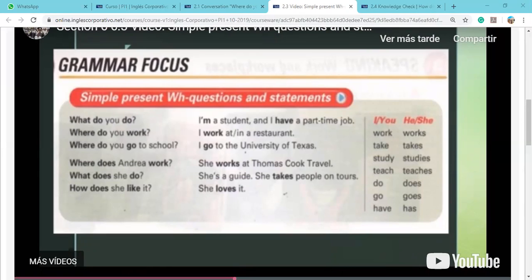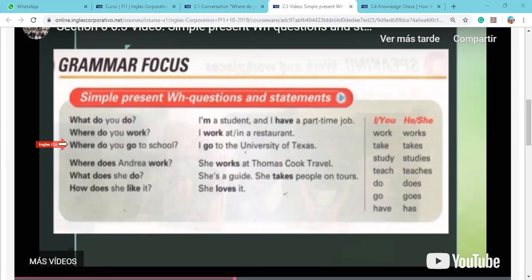Okay. Let's practice the question one more time. Repeat, please. What do you do? I'm a student and I have a part-time job. Where do you work? I work in a restaurant. Yeah, you can use at or in. No problem. Okay?